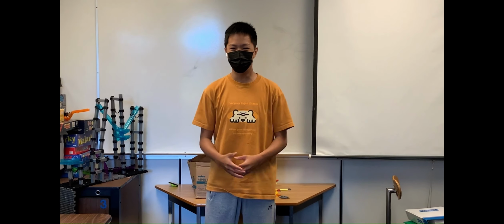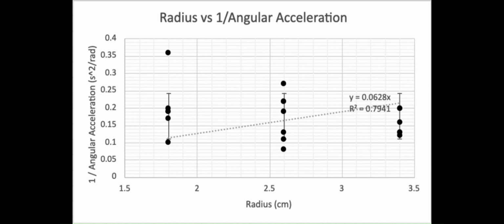Once you have compiled all your data, you should get your results, and they should look a little something like this. In this graph, we graphed radius in relation to 1 over angular acceleration, and you can see that as the radius of the gear increases, 1 over angular acceleration does as well, meaning the angular acceleration itself decreases.